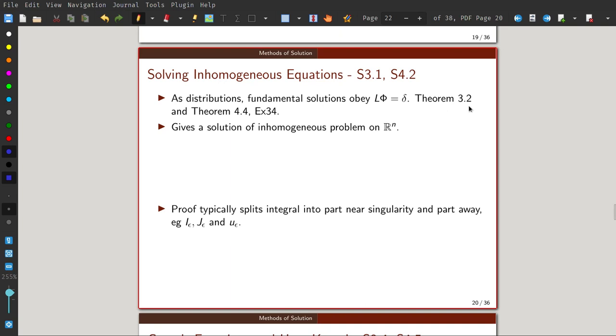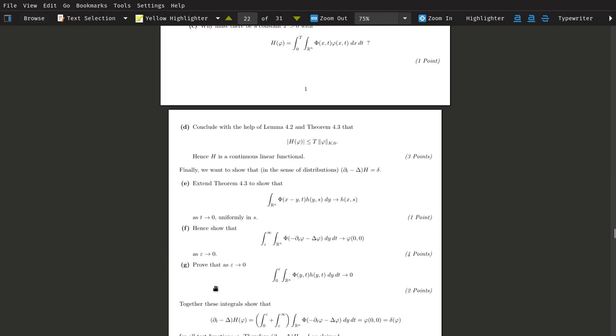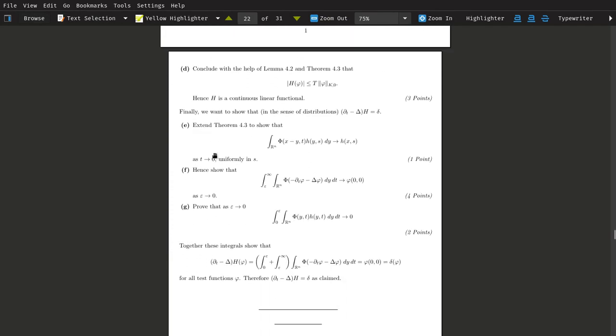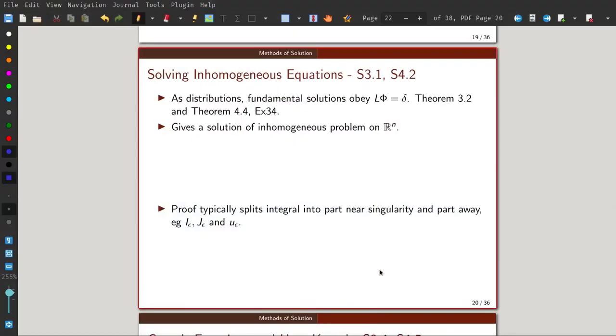Right? This is essentially what is proved in theorem 3.2. There's a comment, I believe, after theorem 3.2 that says this, and also in theorem 4.4, and then explicitly in exercise 34 as this distribution heat. It is an explicit part here. Parts E, F, and G together show that it is equal to the delta distribution. Why is that a useful property?